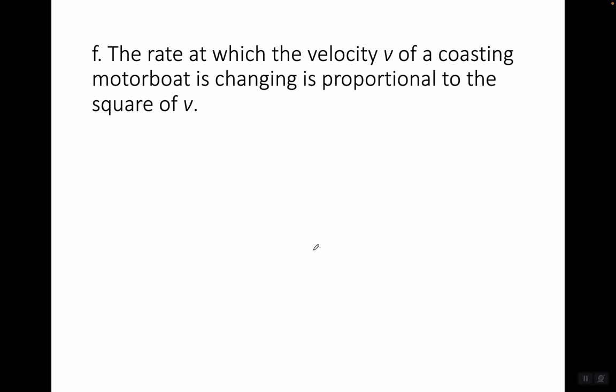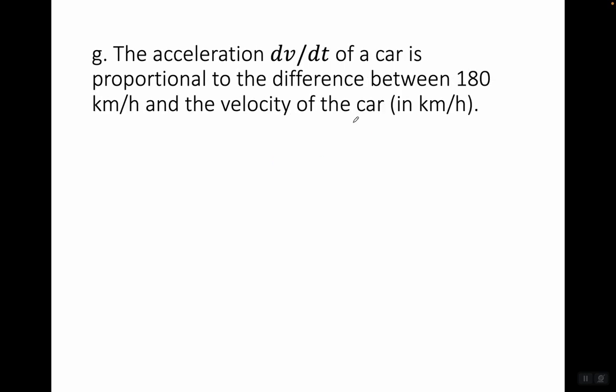The rate at which the velocity v of a coasting motorboat is changing is proportional to the square of v. This would be dv/dt. This is the rate at which the velocity is changing, and we're told it's proportional to the square of v. In other words, dv/dt equals k v squared.